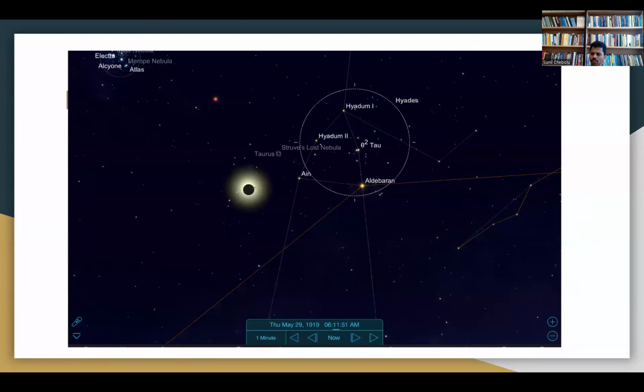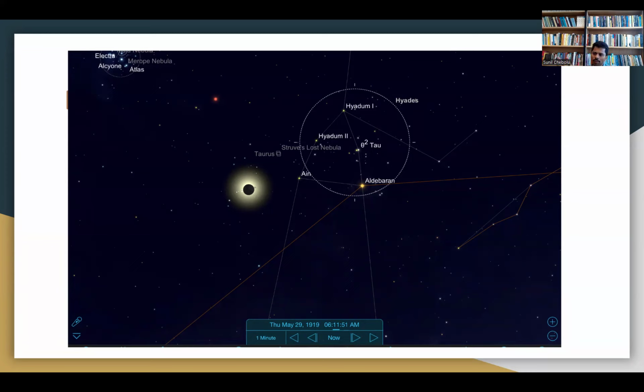So here is a picture of the total eclipse on May 29, 1919. As you can see, the sun is in front of a bright star cluster, a bright collection of stars in the constellation of Hyades. So that was very good, because in order to do this experiment, you need to take photographs of stars. They better be bright enough so that you can capture them on your plates.